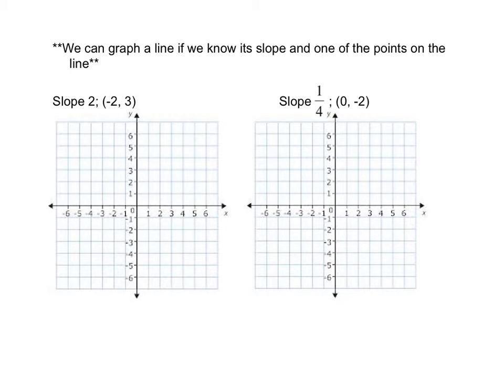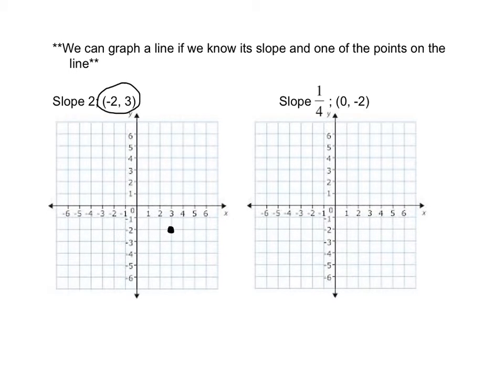So overall, why is it important to understand slope? Well, slope can actually help us graph lines. If we know the line's slope and one of the points on the line, we can graph it. So first thing we're going to do is use the point that's given. So in our first one, our point is (-2, 3). So I'm going to go ahead and graph that point, which means I'm going to go down 2 and over 3.